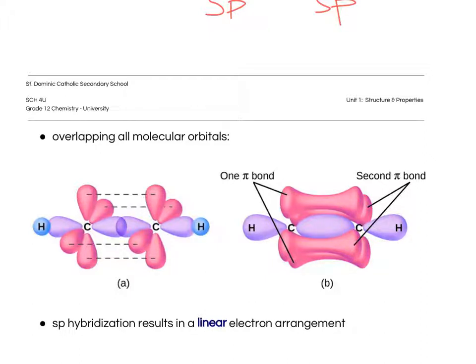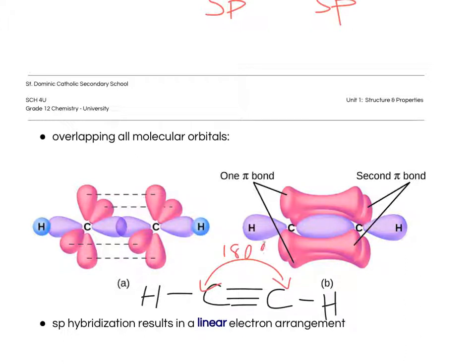So now we say that sp hybridization results in a linear electron arrangement around the atom in question. So let's revisit that. I'm going to redraw our molecule right here so we can see it. And very clearly, we see that there are no lone pairs on either carbon atom. That allows us to predict a bond angle of 180 degrees, which is what we would expect with a linear molecule.